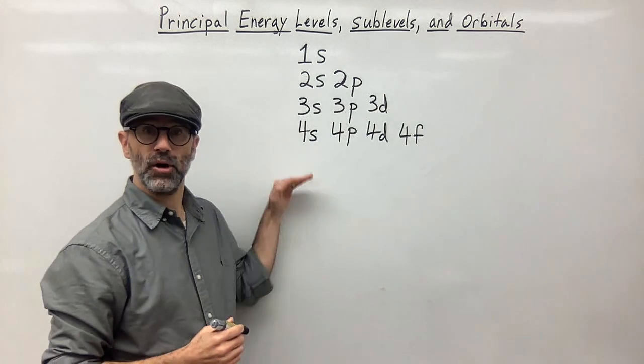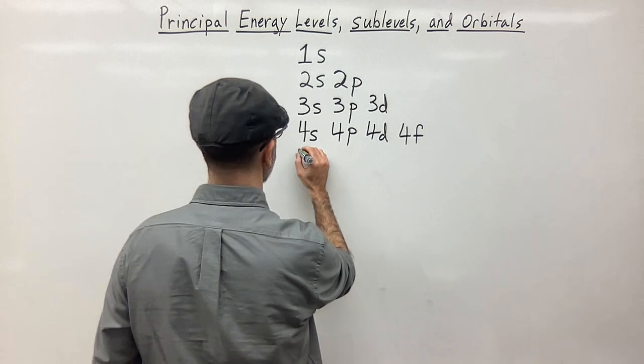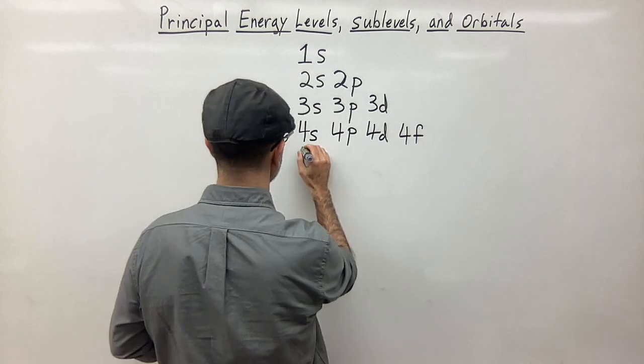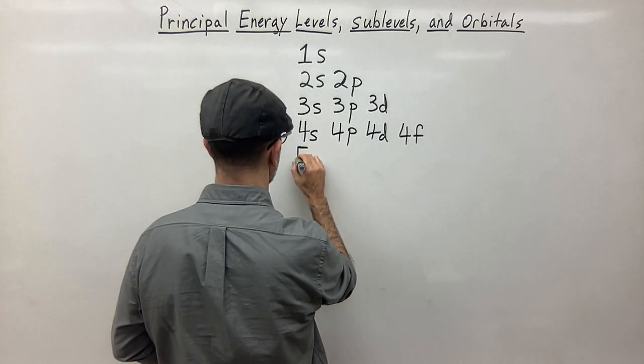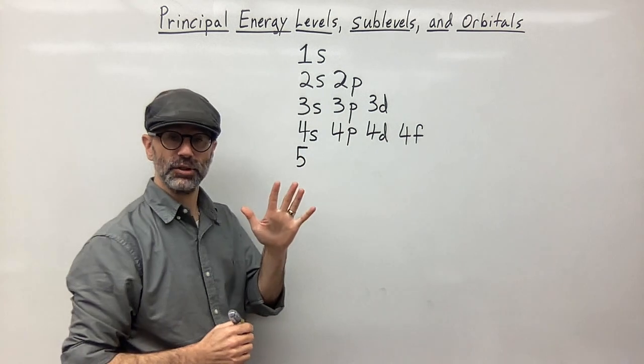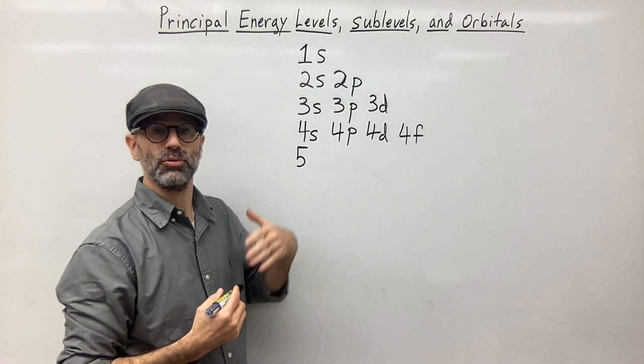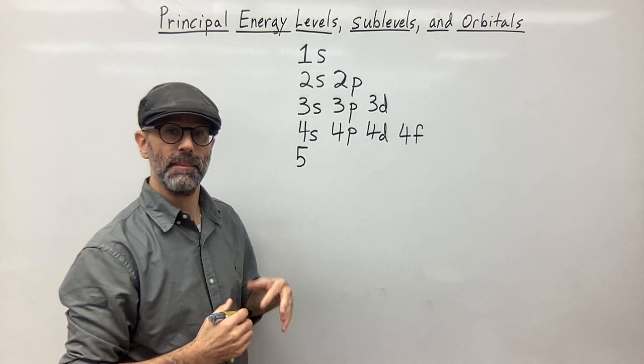And then I just keep going. So we'll just keep going. So 5 is next, principal energy level number 5, and that principal energy level is going to have 5 sublevels. So now we're going to have to add a new sublevel, and we're going to continue with the alphabet.